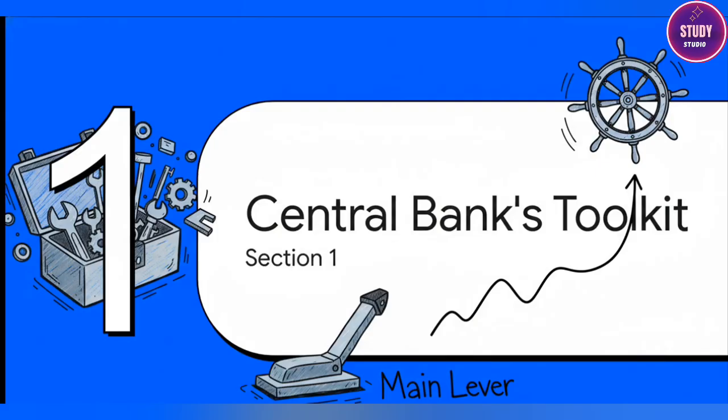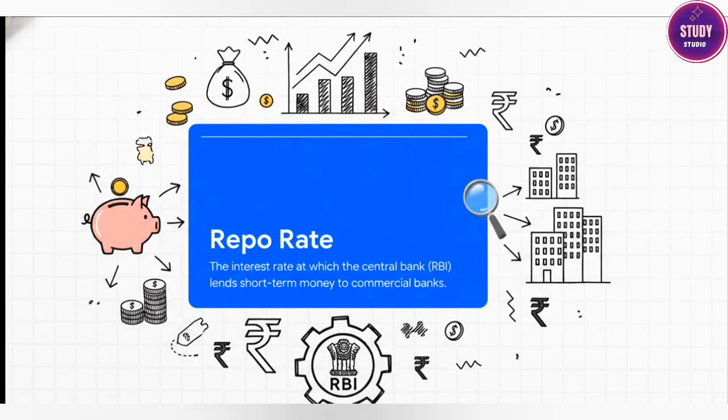So, to understand that number, we've got to open up the central bank's toolkit. We're going to look at the main lever they pull to steer this massive economic ship. And here it is. It's called the repo rate. Now in India, the central bank is the Reserve Bank of India. You've probably heard of them, the RBI. The repo rate is, put simply, the interest rate the RBI charges when it lends money to the commercial banks. You know, the ones we all use every day.